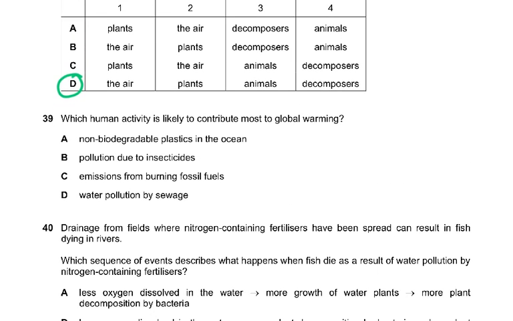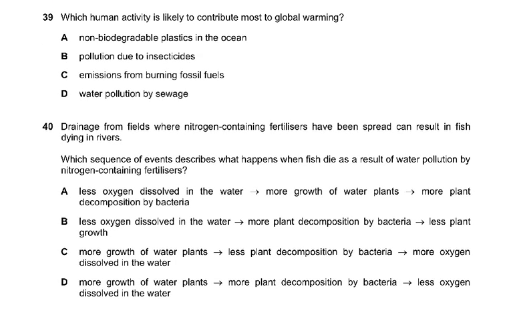Now coming to question number 39. Which human activity is likely to contribute most to global warming? Now you know global warming is because of too much CO2 and methane. The more CO2 in the air, the more the heat rays are reflected back onto the earth, which results in global warming. Now, that is all emissions from burning fossil fuel. So the answer to 39 is C. The others are all wrong: non-biodegradable plastics in the ocean, pollution due to insecticides, and water pollution by sewage.